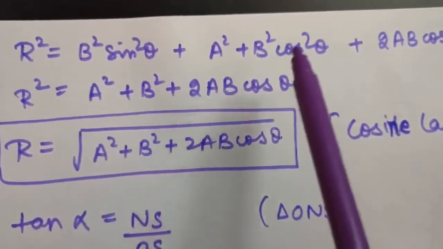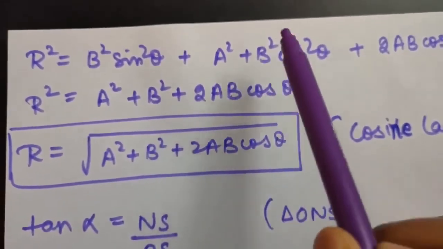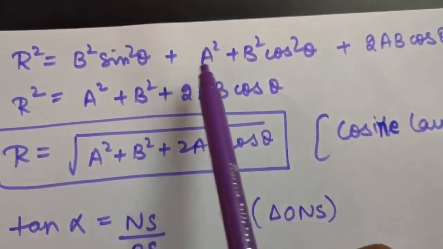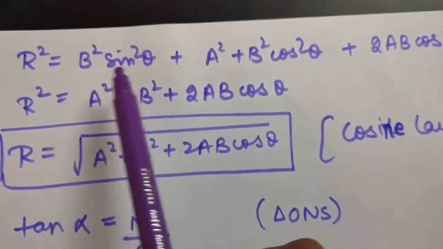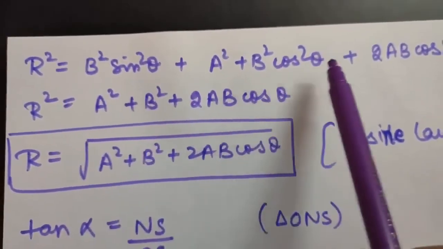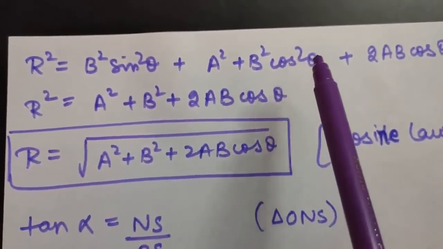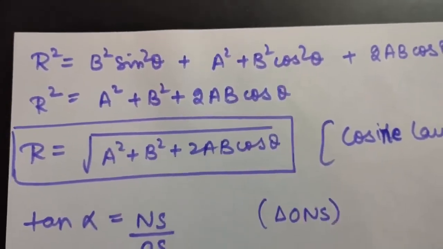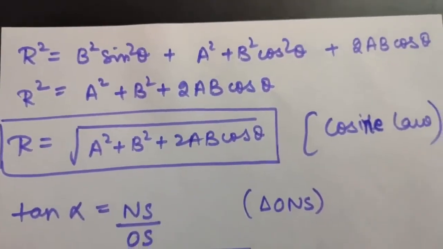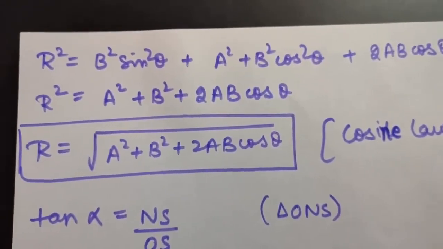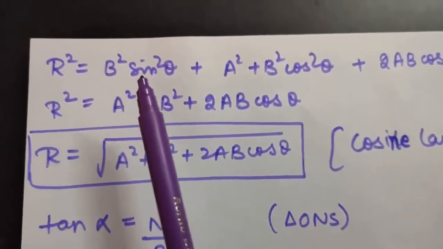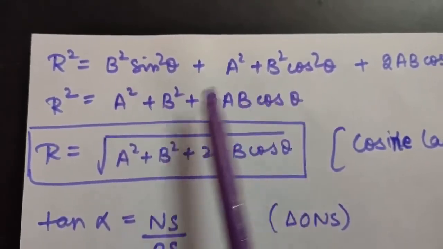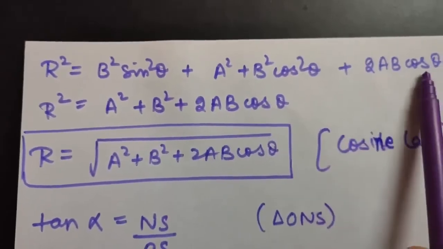So if you solve that square term, you will get A square plus B square cos square theta plus 2AB cos theta. Okay, now I am writing A square as it is. Now look clearly here, B square sin square theta plus B square cos square theta. If I take B square common from them, you will be left with sin square theta plus cos square theta. And this is the identity of trigonometry, that sin square theta plus cos square theta is always equal to 1. So you will be left with A square plus B square plus 2AB cos theta.